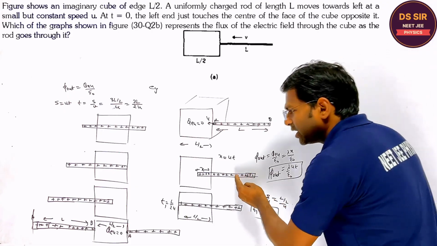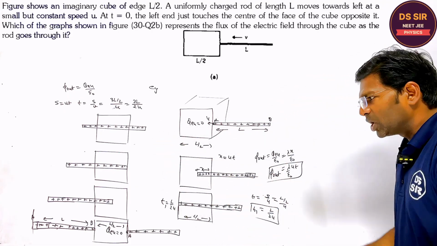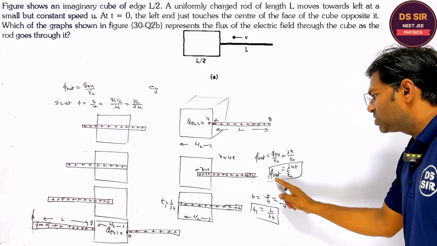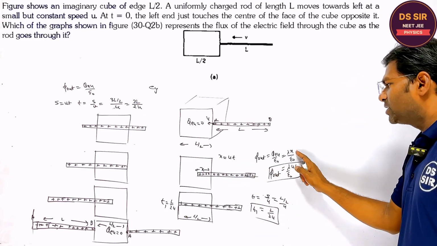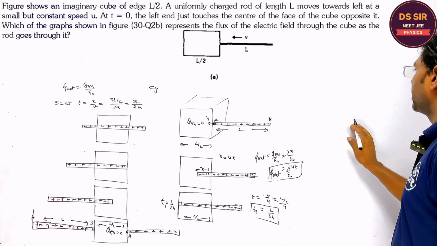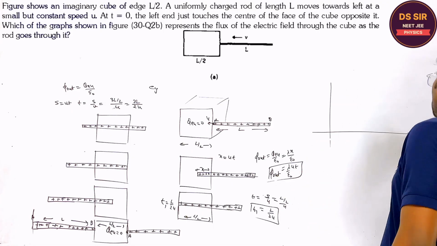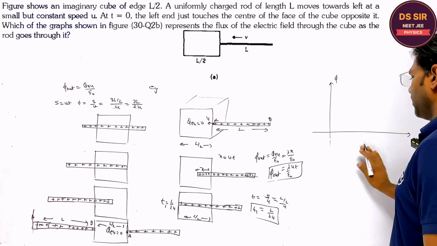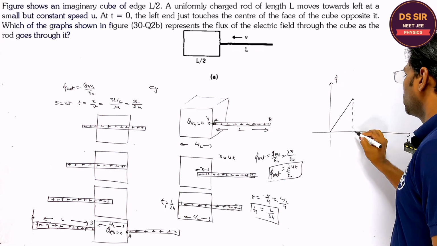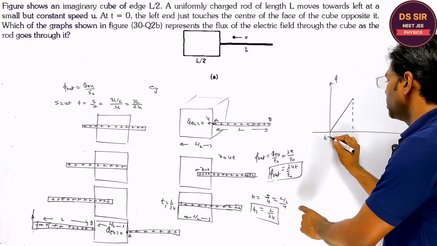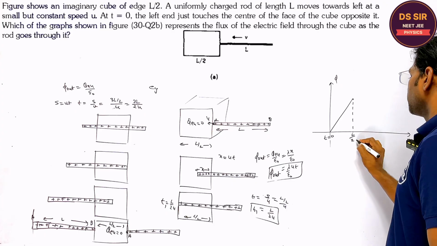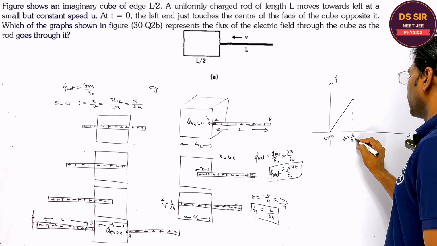As the rod is entering, the charge enclosed by this cube is increasing, and therefore the flux is increasing. Flux is proportional to time. So if you draw the graph between the flux and the time, the graph is like this. Is it clear or not? From t is equal to 0 to t1 is equal to L upon 2u.